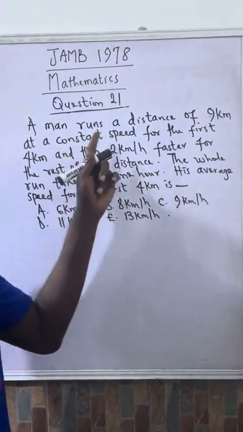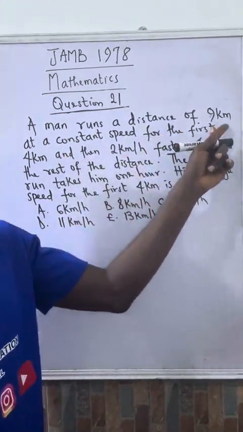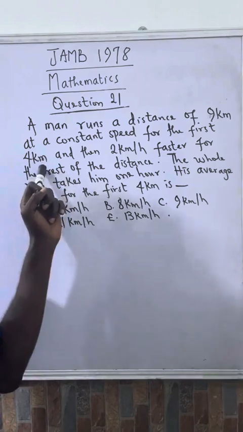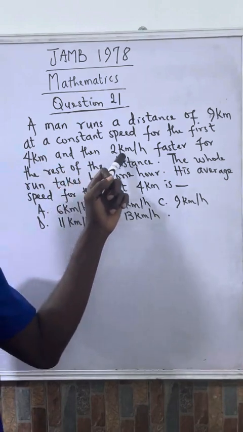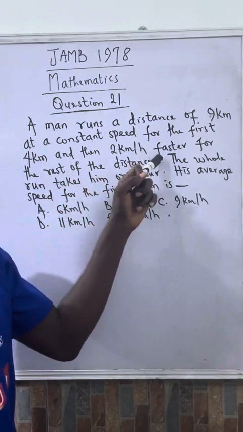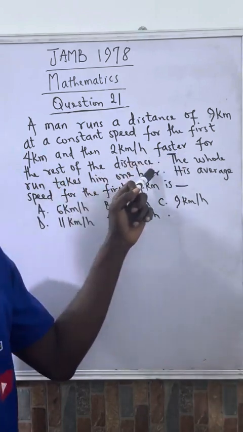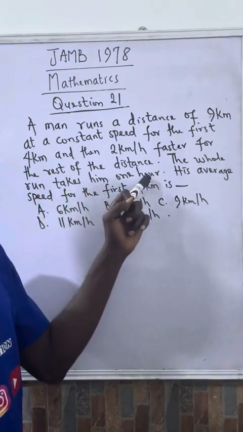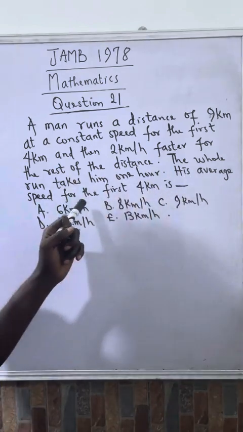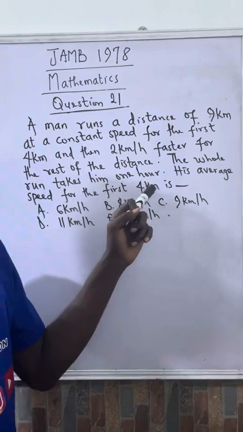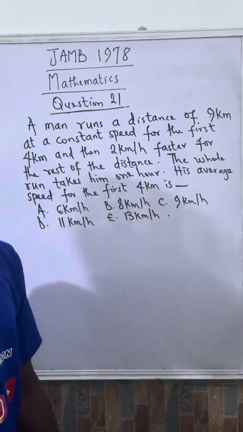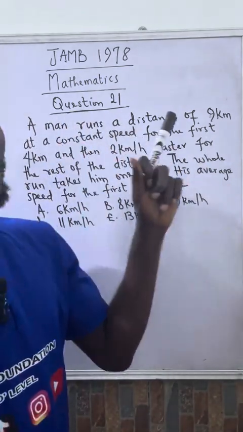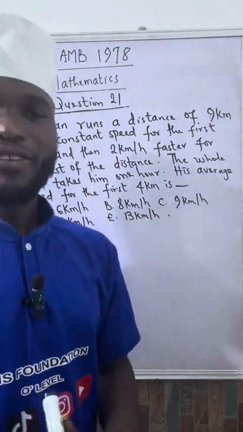A man runs a distance of 9 kilometers at a constant speed for the first 4 kilometers and then 2 kilometers per hour faster for the rest of the distance. The whole run takes him 1 hour. His average speed for the first 4 kilometers is dash. Very good. So this is JAMB 1978 mathematics. This is question 11. Very good.